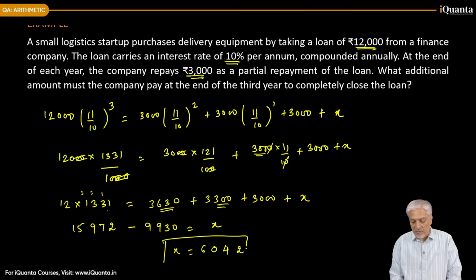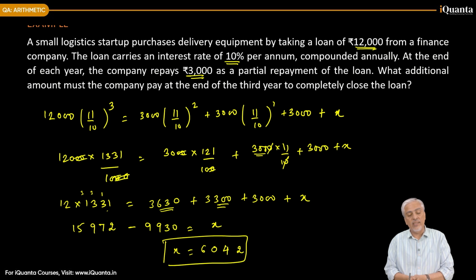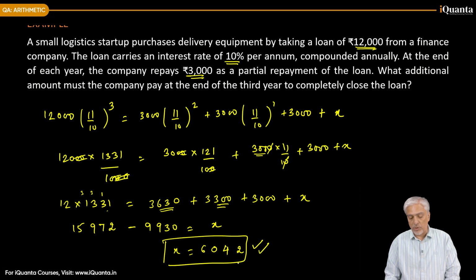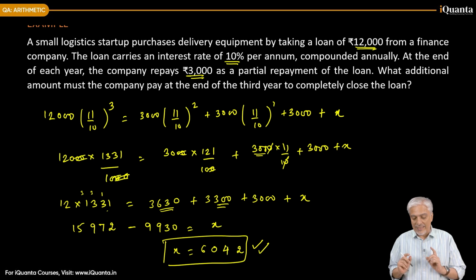So even after paying 3,000 every year, I will have to still pay 6,042 rupees after 3 years so that my loan closes. And this was a slightly different sum where they had given the installment, which was not enough. The amount of installment was not enough, and that is why something had to be paid at the end of the third year. And that is how you do this question. Okay, pretty interesting question. Please go through it carefully.